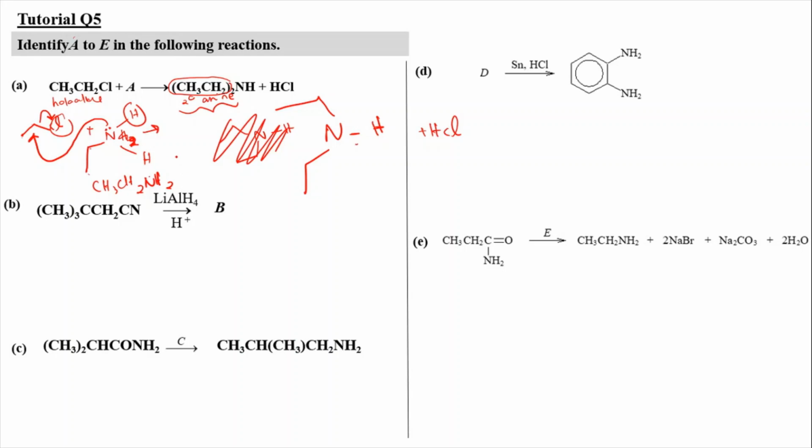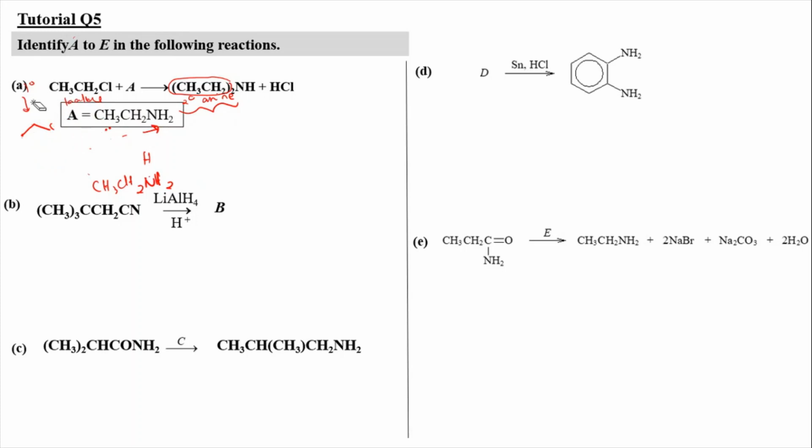So because it is a primary haloalkane, right? The primary haloalkane will undergo the SN2 mechanism. So it will take and then break apart, and a secondary amine is going to be formed. Okay, so let me wrap up here. So the answer here is going to be CH3CH2NH2. That's the reactant for A.